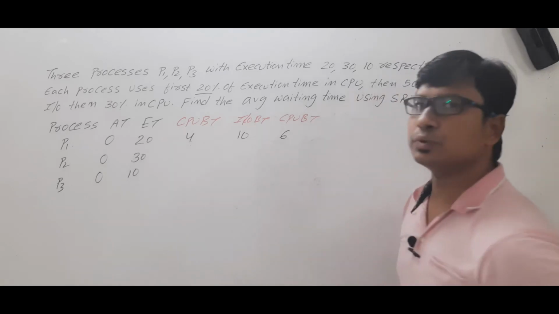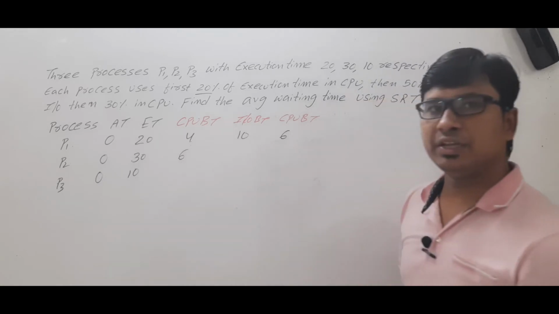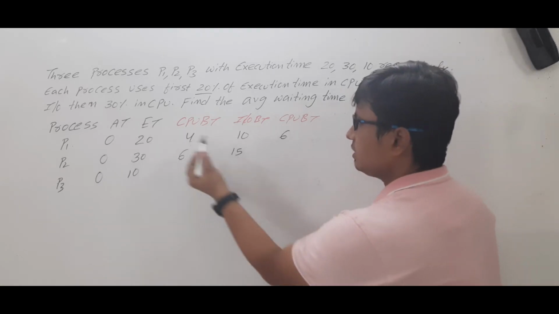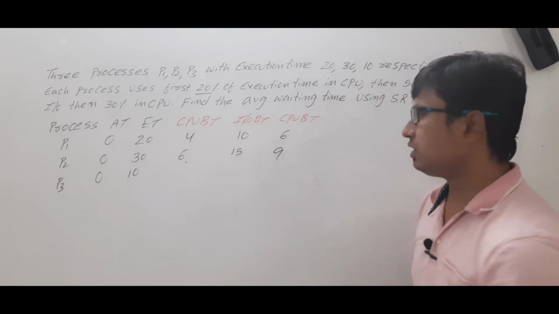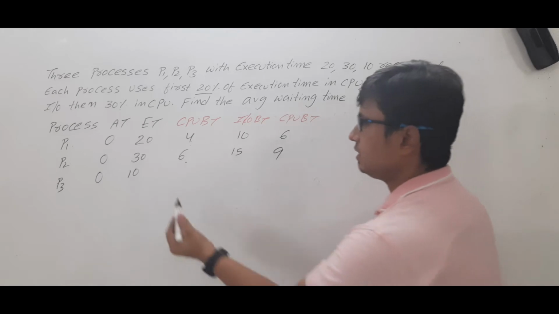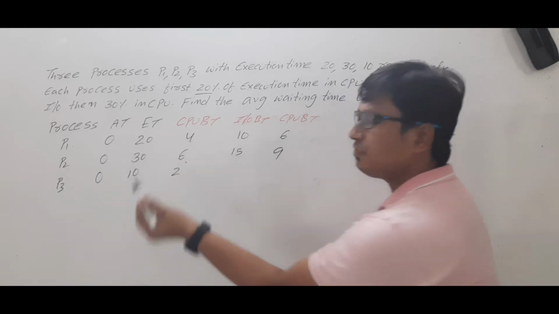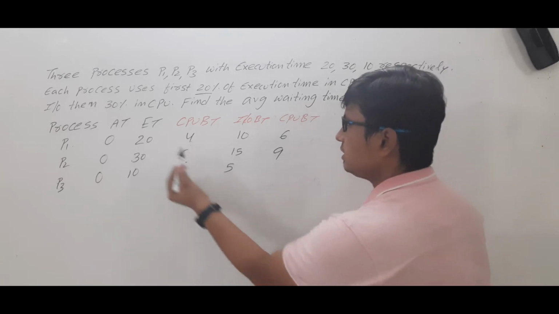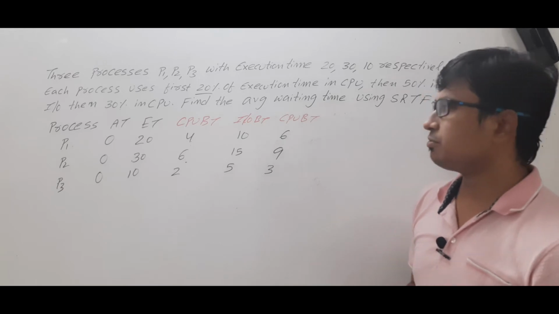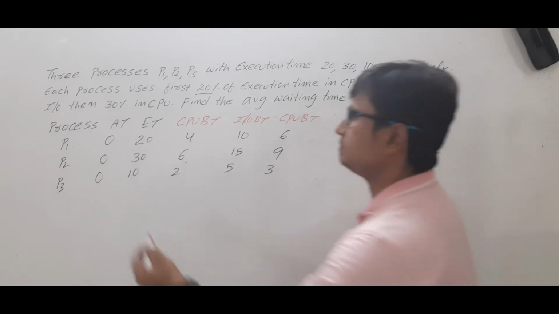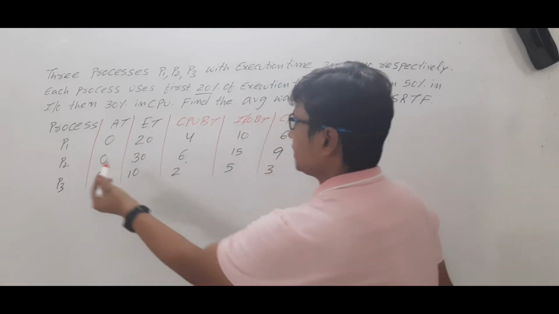Similarly, for process P2, 20% of 30 is 6, 50% of 30 is 15, 30% of 30 is 9. So 6 plus 15 is 21, 21 plus 9 is 30. Now process P3, 20% of 10 is 2, 50% of 10 is 5, 30% of 10 is 3. So 2 plus 5 is 7, 7 plus 3 is 10. Let me draw the lines to make it clear.